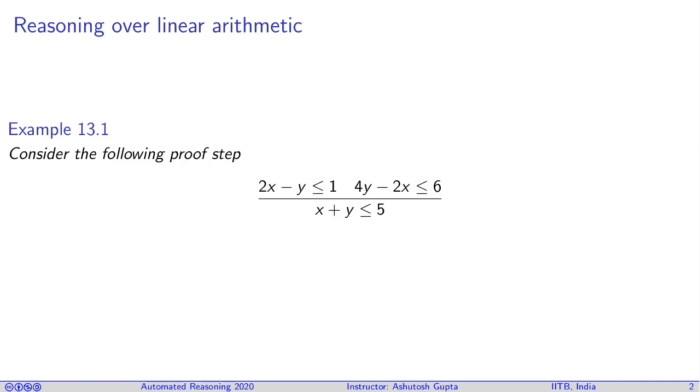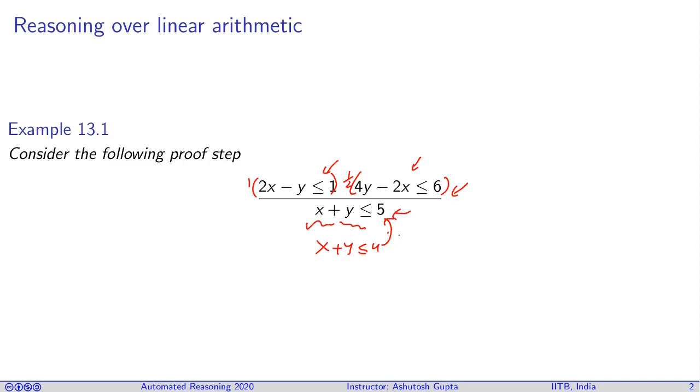So you must have seen in high school this kind of proof rule, where you have two linear inequalities and you take a linear combination and then you obtain this particular inequality. What you can do is multiply by 1 here, multiply by half here, and sum them up, and then you will find this linear inequality. In fact, you will get x plus y less than or equal to 4. But this implies this, therefore you can conclude this inequality.